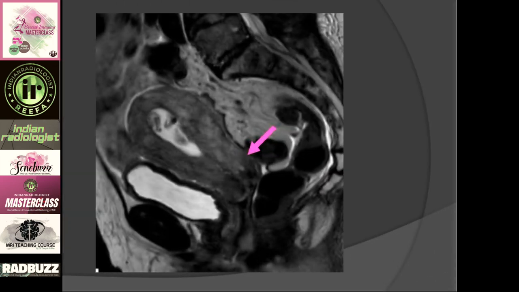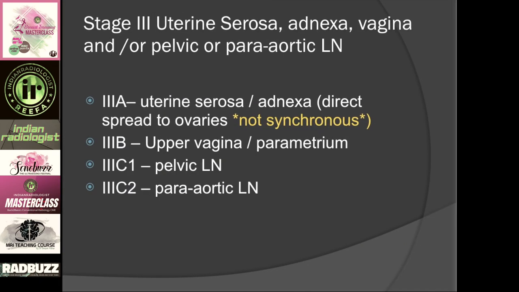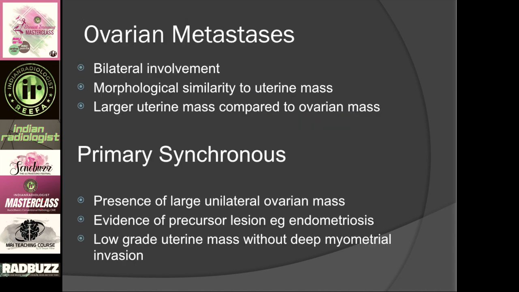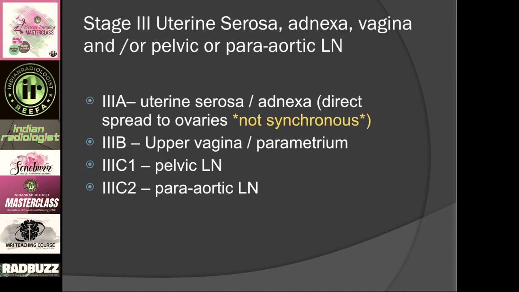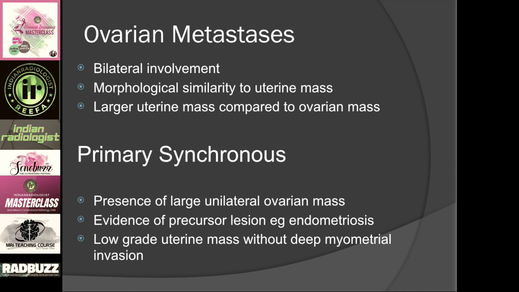Here we can see the tumor is extending into the cervix directly, this part and this part. So that is stage 2 disease. In stage 3, there's tumor extension into the uterine serosa, adnexae, vagina and or pelvic or para-aortic lymph nodes. And there's going to be stage 3A, 3B, 3C1 and 3C2. So in terms of ovarian metastasis, you're going to have bilateral involvement.